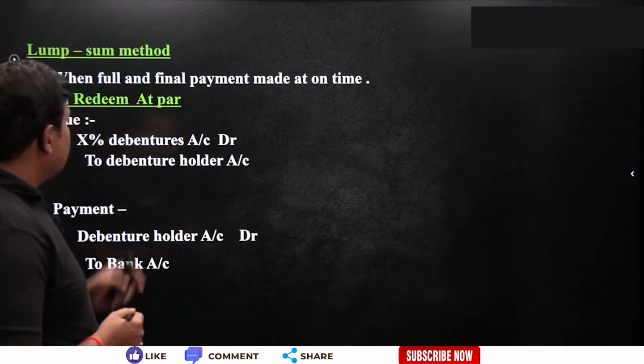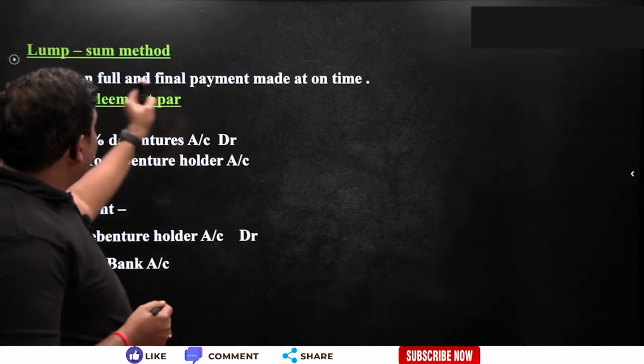First one is the lump sum method. This is the first method we have. Here, full and final payment is made at one time.